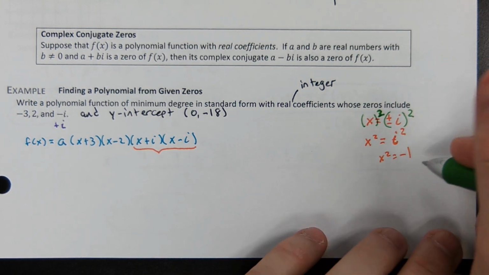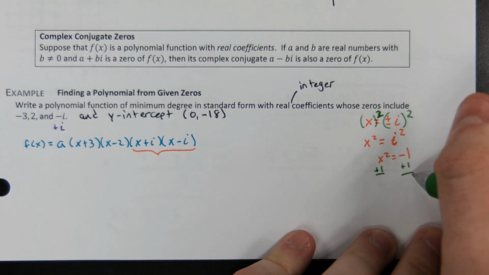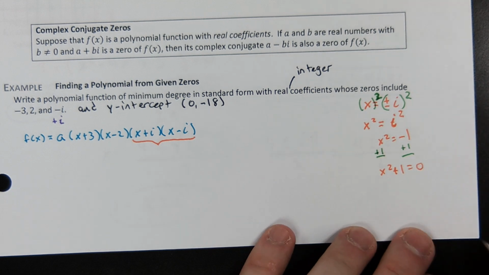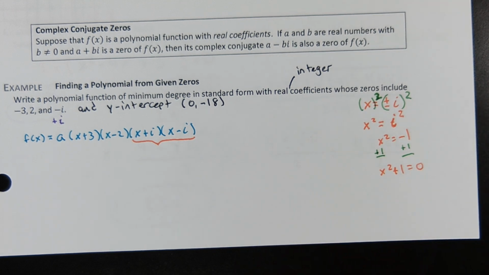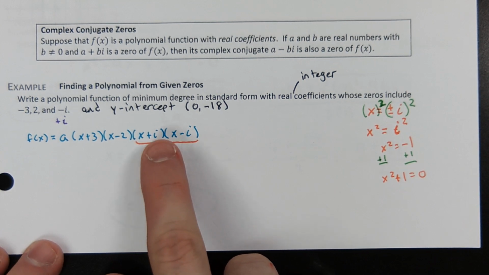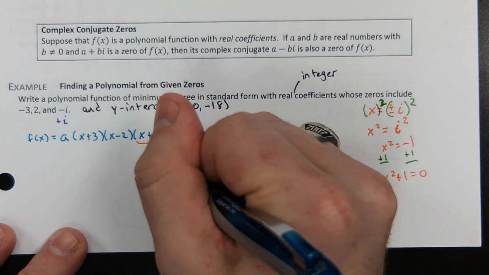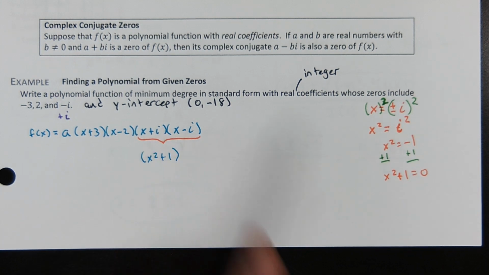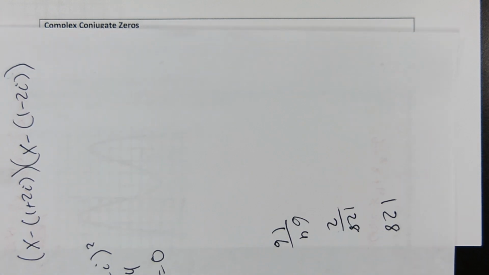So if you add 1 to both sides, what this gives you is x squared plus 1 equals 0. Which means these two multiply to give you x squared plus 1. And you might be thinking, wouldn't it have been just as easy had I foiled? And I'm telling you, for this example, yes. Foiling would have been just as easy. However, what if the example had been this?